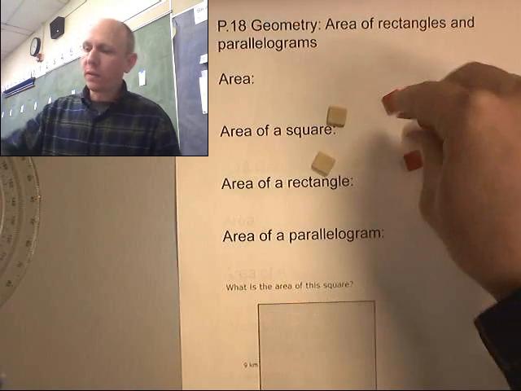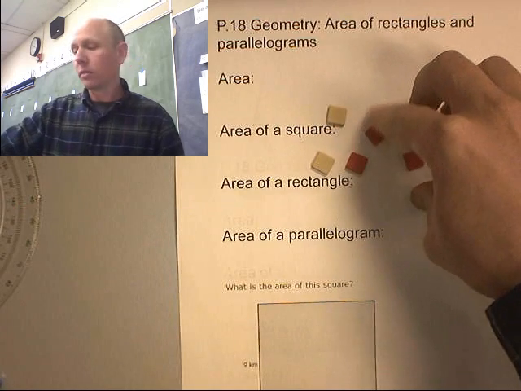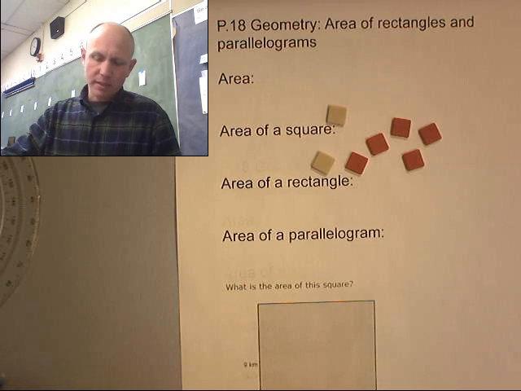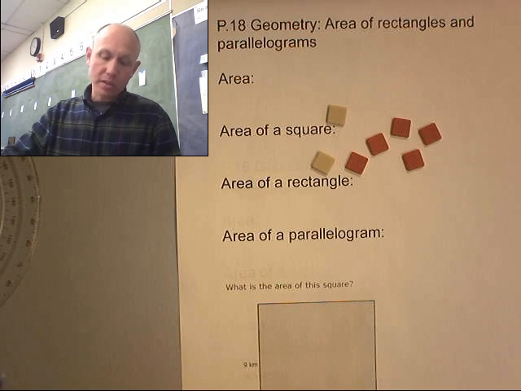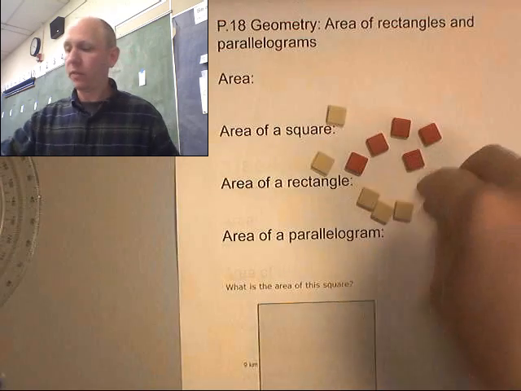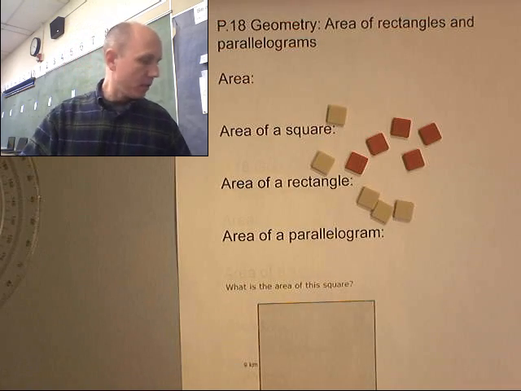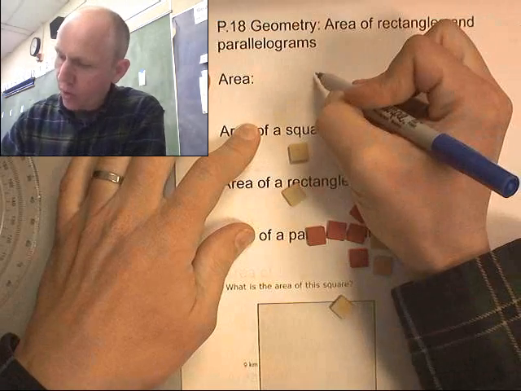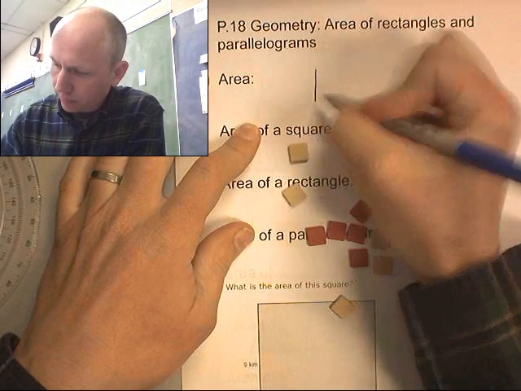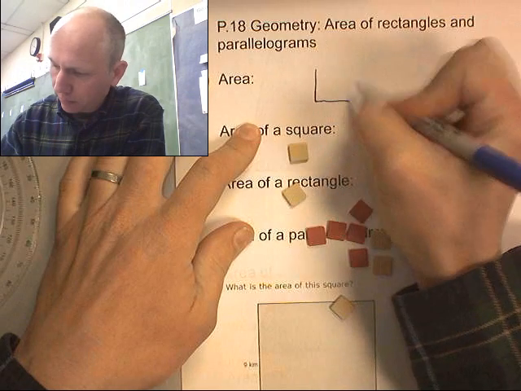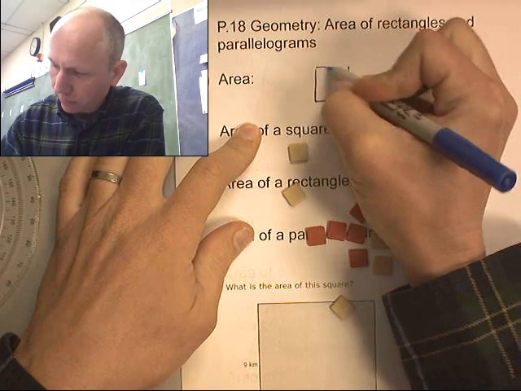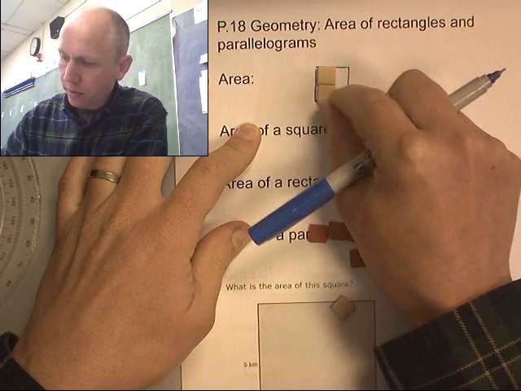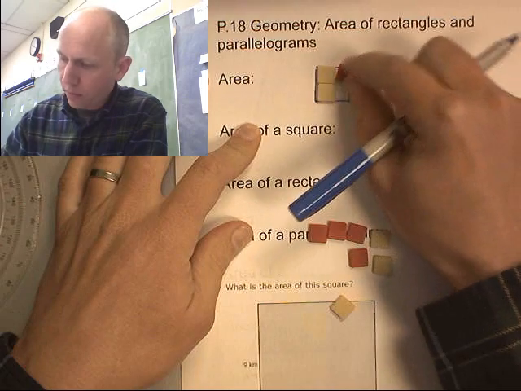It's how many little squares can fit on a flat surface. Actually, I don't even know if it has to be flat. How many little squares can fit on a surface, a two-dimensional surface? So if I have a nice little kind of square here, and I want to know how many little squares can fit in my square.